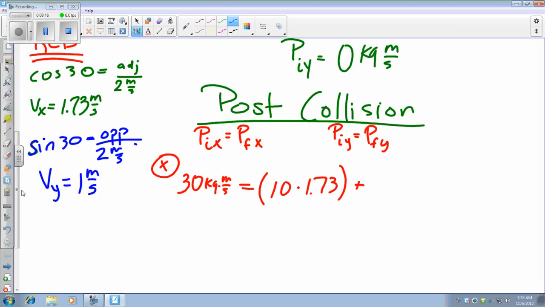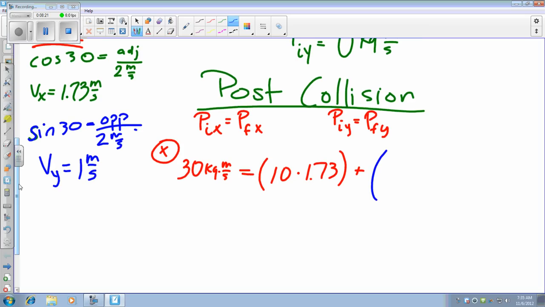Plus the blue ball's mass of 5 kilograms multiplied by its velocity final in the x, which is the one thing we don't know yet. But now we've set ourselves up to really solve for this value. After plugging in my calculator for a little bit, I got a final velocity x value for the 5 kilogram ball of 2.54 meters per second. Nice.